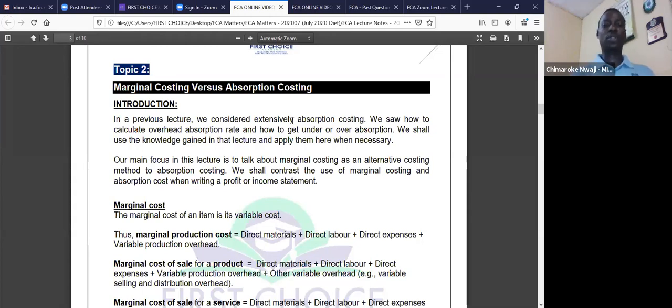Marginal prime costs. Now, look at marginal cost of sale for a product. It is different from marginal production cost. Look at it here. It includes direct materials, direct labor, direct expenses, direct variable production overhead. So that stops production. Then you see other variable overheads. So we have variable selling and distribution.